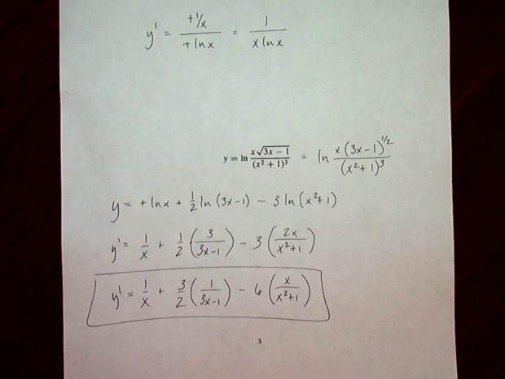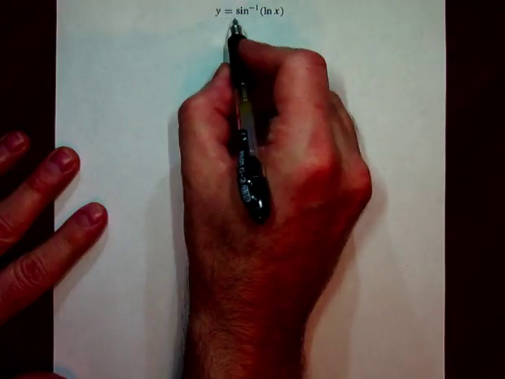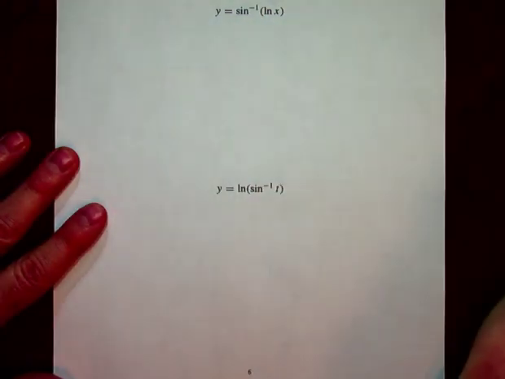So let's do 2 problems that deal with logarithmic. They're composite, so they're chain rule, and they're basically the same functions, just one is f of g of x and the other is g of f of t. So alrighty, we're doing the inverse sine of the natural log of x.